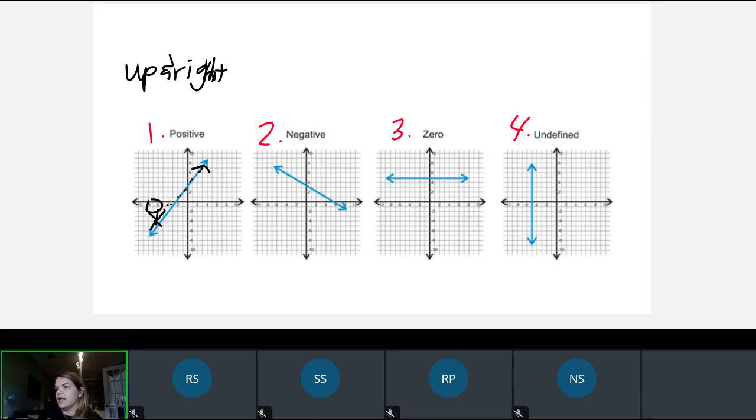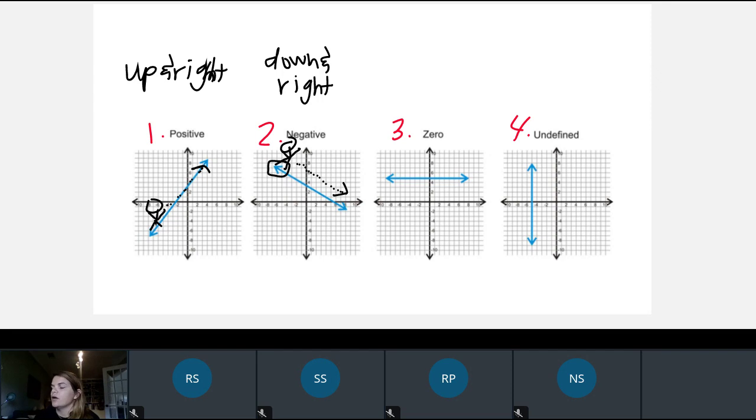Another thing for negative, same thing, we can use our stick figure. We always start on the far left-hand side, and they would be going down. Okay, so if it's going down and to the right, that's a negative slope.